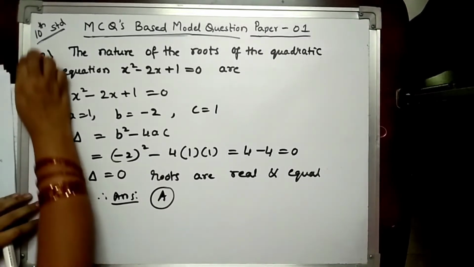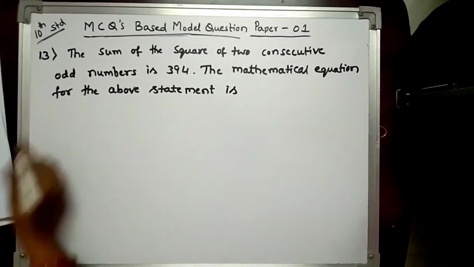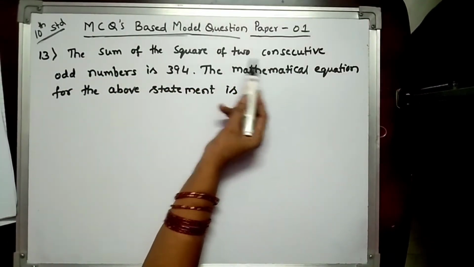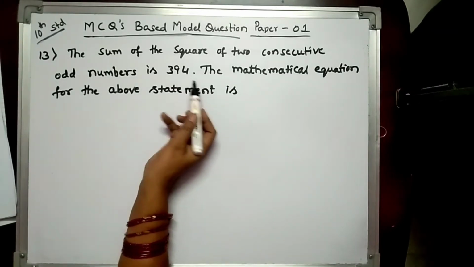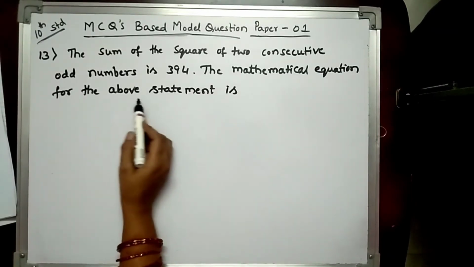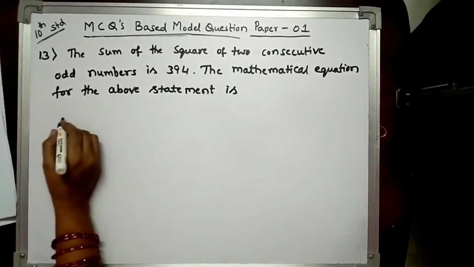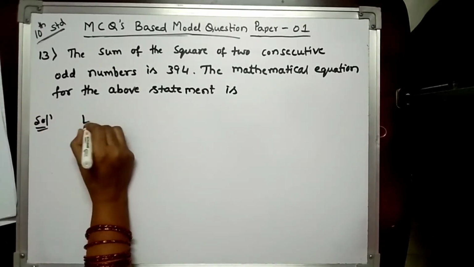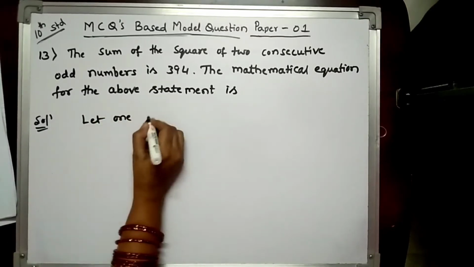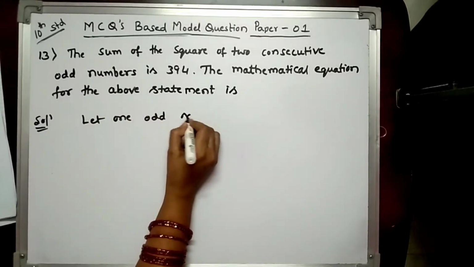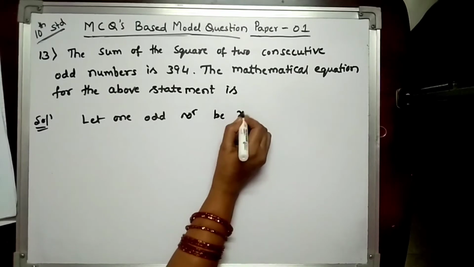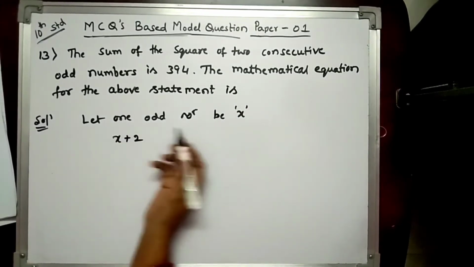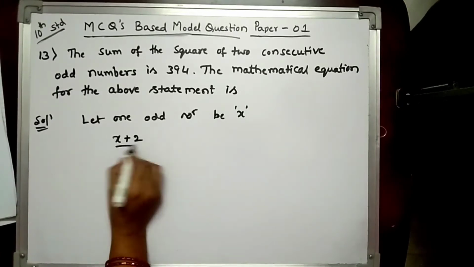Question number 13. The sum of the squares of two consecutive odd numbers is 394. The mathematical equation for the above statement is, let one odd number be x and the next odd number is x plus 2. Yes, consecutive. The next odd number is x plus 2.